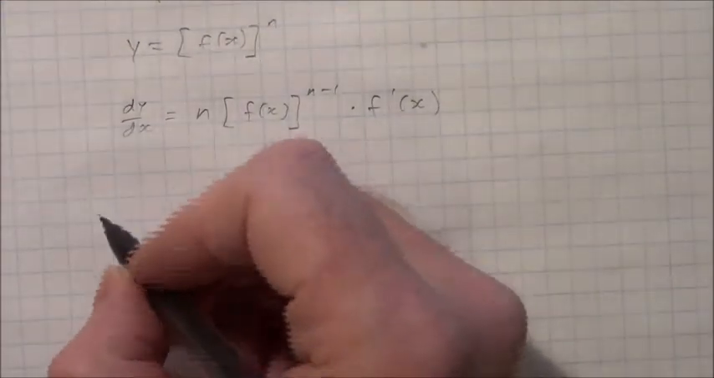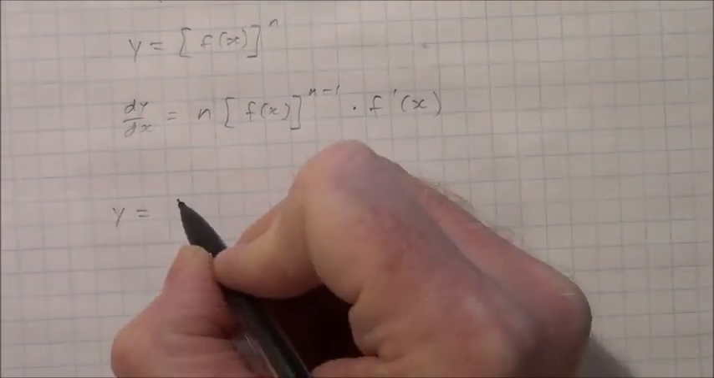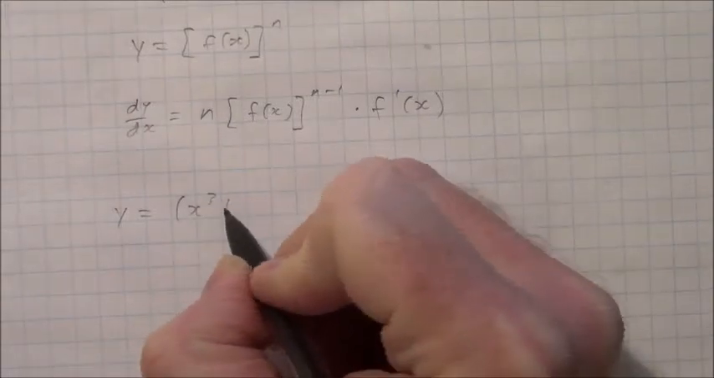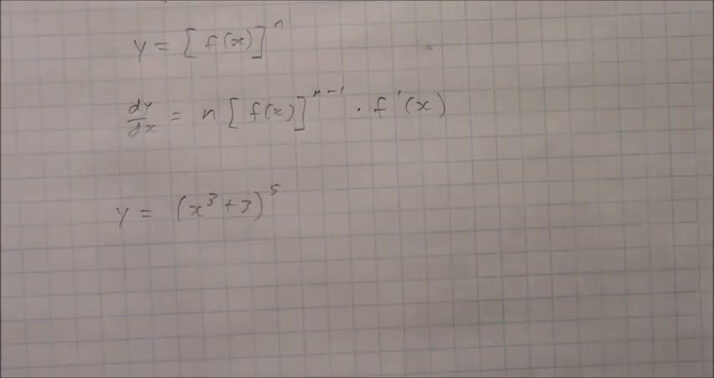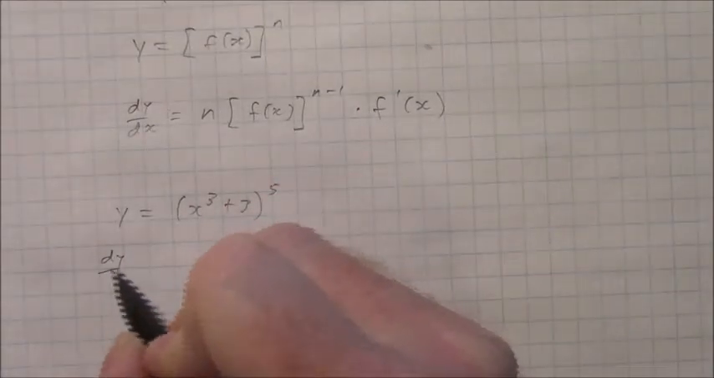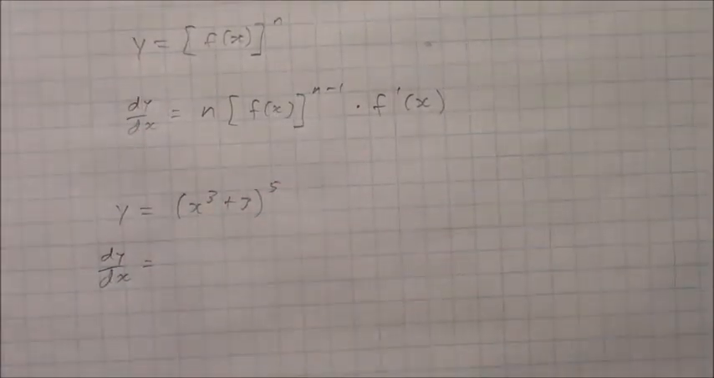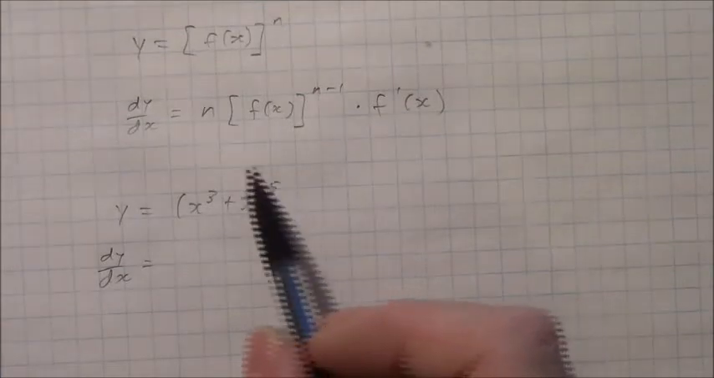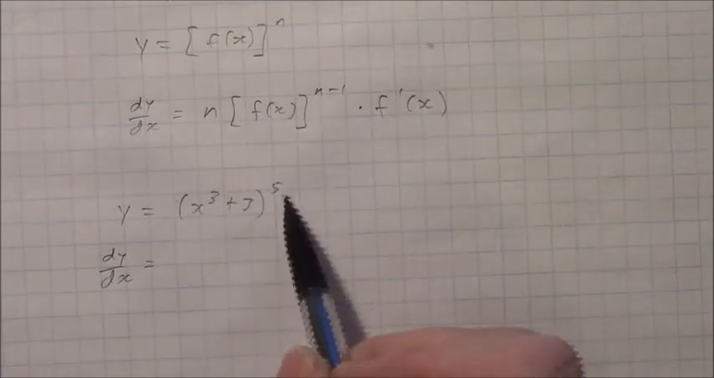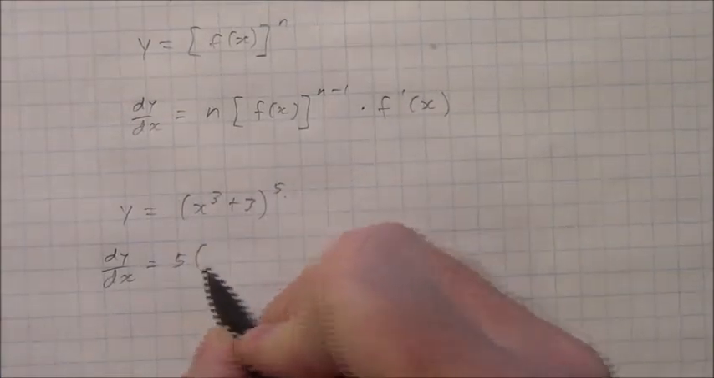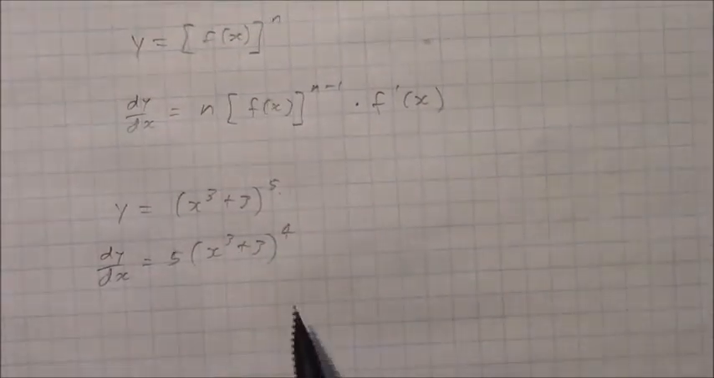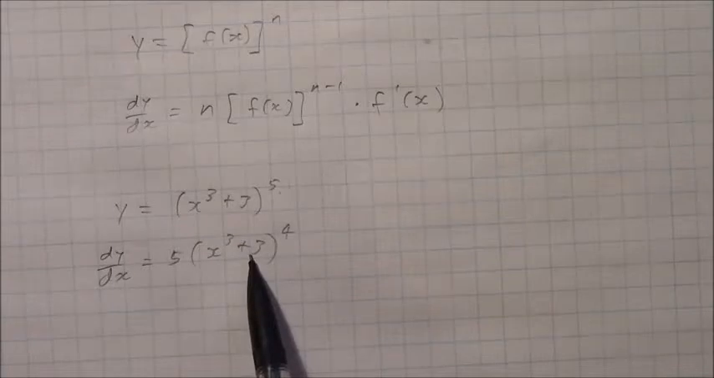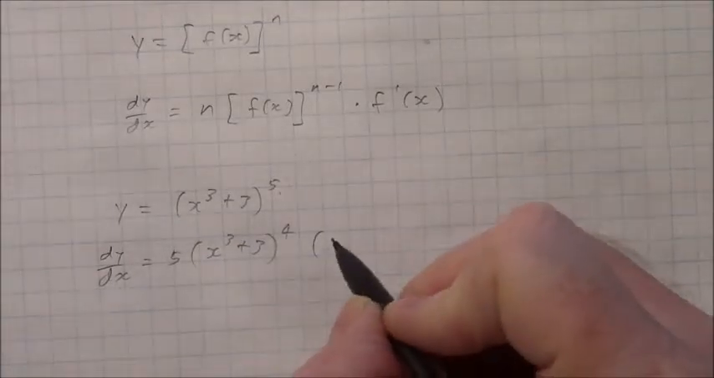Here is an example. If we have y equals (x cubed plus 3) all to the power 5, well, the derivative, the gradient function dy by dx, we're going to take the derivative of the outside, so the power, bring that down in front, so we've got 5 (x cubed plus 3) to the power 4, and then we look inside and take the derivative of the inside and multiply it together, so we're going to have 3x squared.